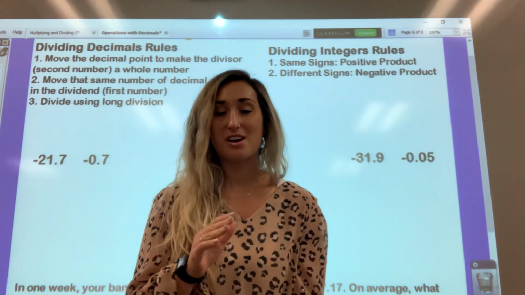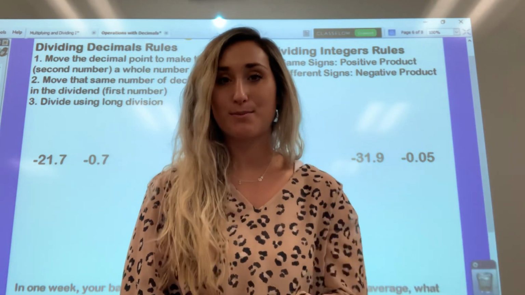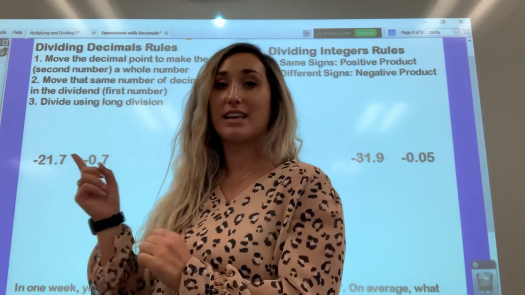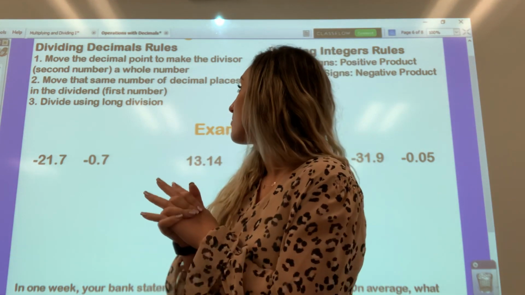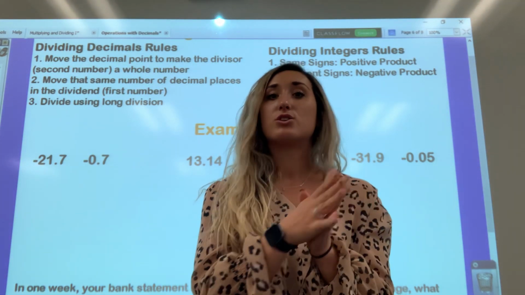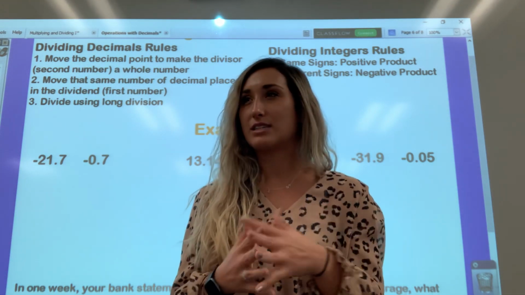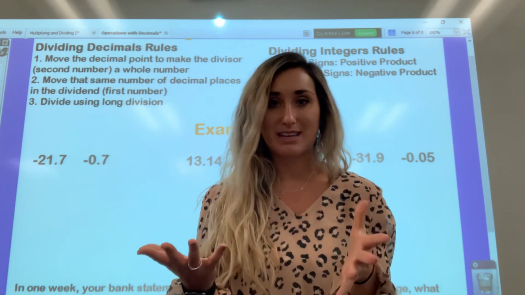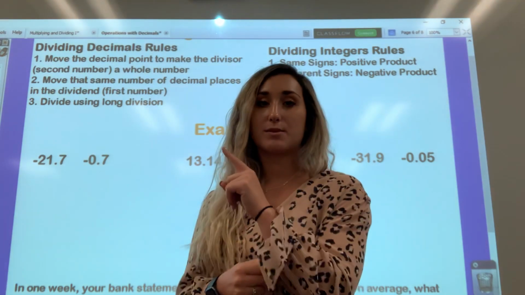Hey, so today we are moving on to dividing negative decimals, and just like with adding, subtracting, and multiplying, we're combining what we know about dividing integers with dividing decimals. To review, in order to divide decimals, you want to start by moving the decimal point in the number that you're dividing by, okay? So we're trying to figure out how many times that number goes into the other one, and it's a lot easier to figure out how many times a whole number goes into that number than 0.7 or something like that. So make that second number a whole number by moving the decimal point over.